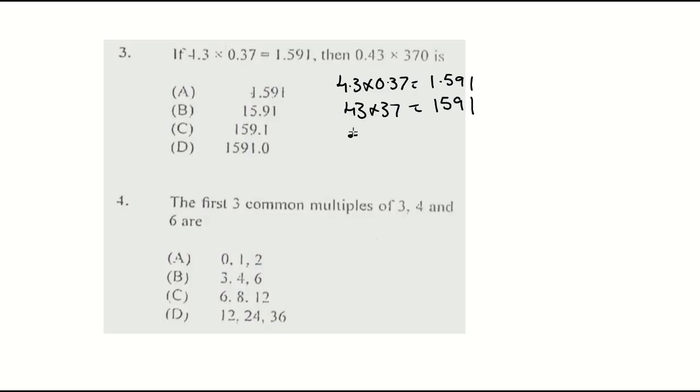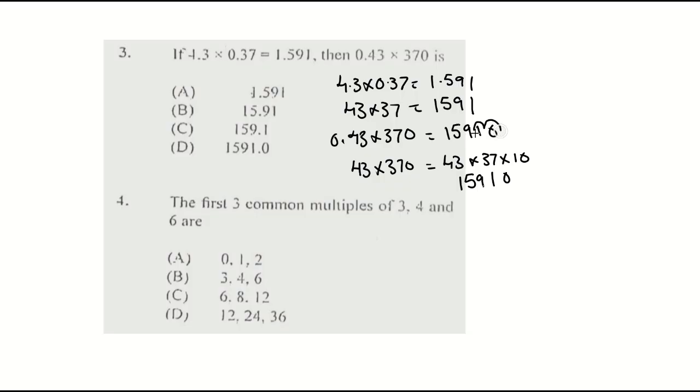But look at this question. This is 0.43 multiplied by 370. So we would have to know what 43 multiplied by 370 is, which is the same thing as 43 multiplied by 37 multiplied by 10. So we would multiply this by 10, which would be 15910, right? 15910, and we're shifting it 2 places, 1, 2. So the answer would be C. So they did try to trick you with that extra 0, but again, if you know your rules for multiplication of a decimal, you should be good.